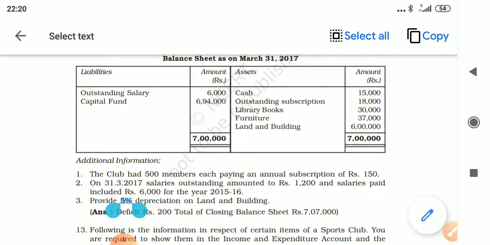Okay. Now you have to tally. You have to find surplus or deficit of your income and expenditure account. If it is a surplus, you have to carry this capital fund to the liability side of current year's balance sheet, 6,94,000. With that, you have to add the surplus. If it is a deficit amount, you have to subtract the deficit from this capital fund. Okay, children? So, work out this sum.